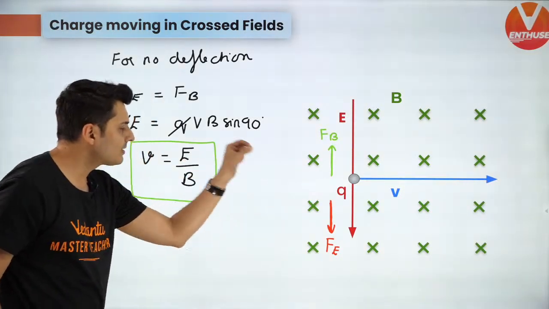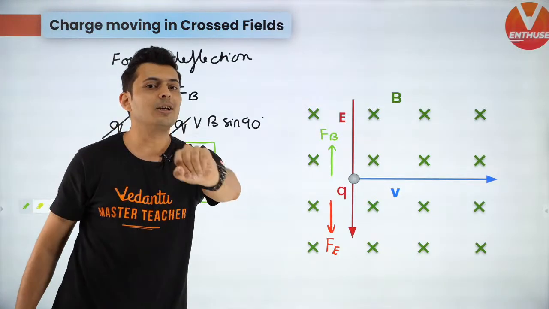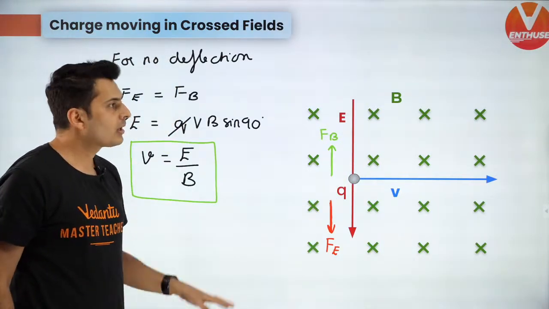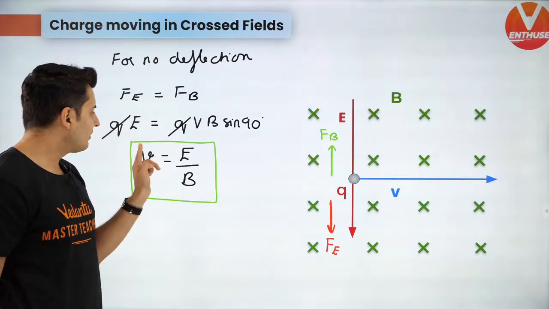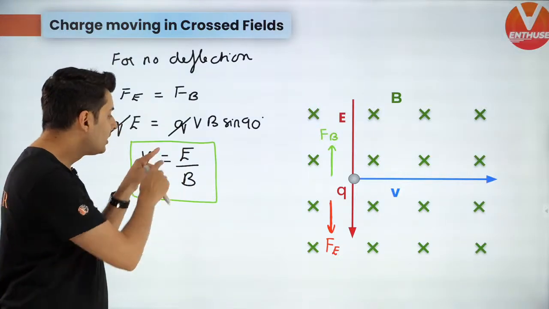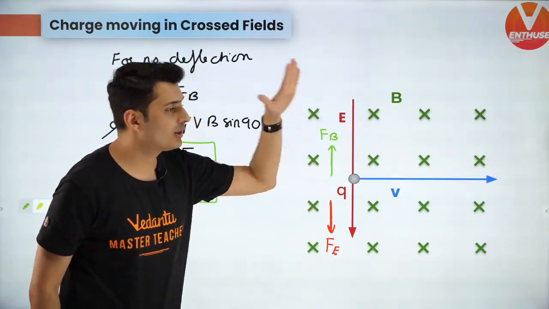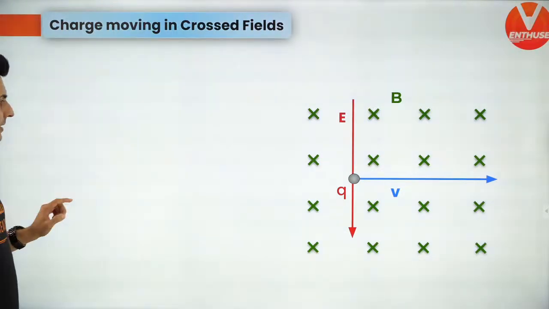If the speed is exactly the ratio of electric and magnetic field, only then it will not get deviated. Or you can think of it the other way. If speed is given, magnetic field is given, then adjust the electric field such that this formula is obeyed. Only then that particle will go straight. Now, where can you use this?